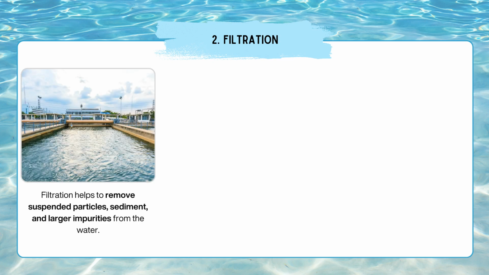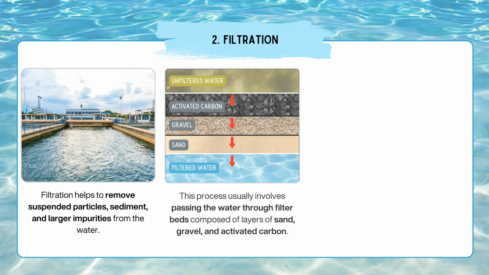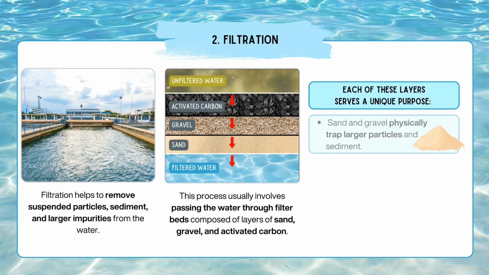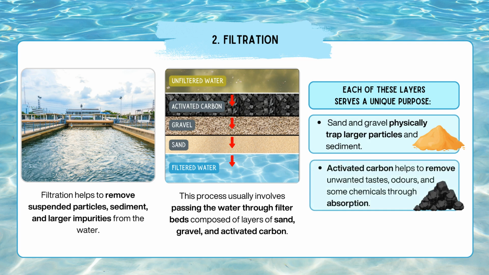Once a suitable water source is selected, the next step is filtration. Filtration helps to remove suspended particles, sediment, and larger impurities from the water. This process usually involves passing the water through filter beds composed of layers of sand, gravel, and activated carbon. Each of these layers serves a unique purpose. Sand and gravel physically trap larger particles and sediment. Activated carbon helps to remove unwanted tastes, odors, and some chemicals through adsorption. By the end of the filtration process, the water is clearer but still may contain harmful microorganisms.